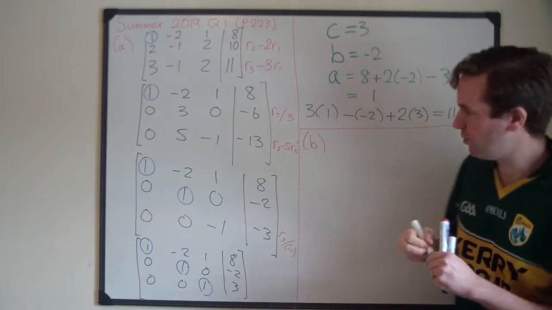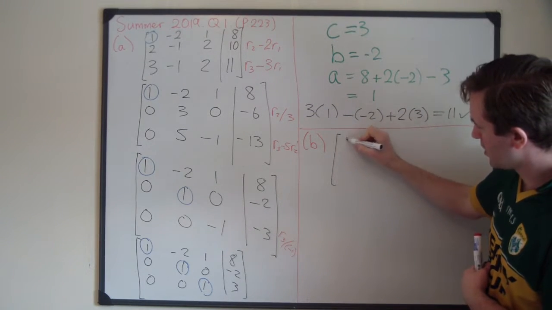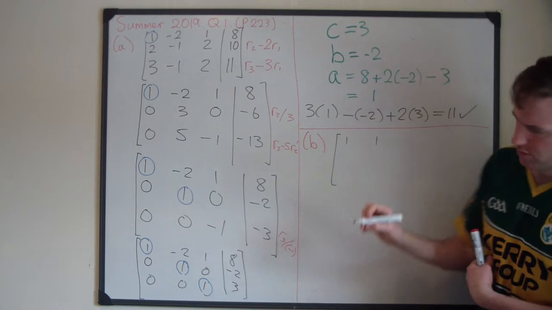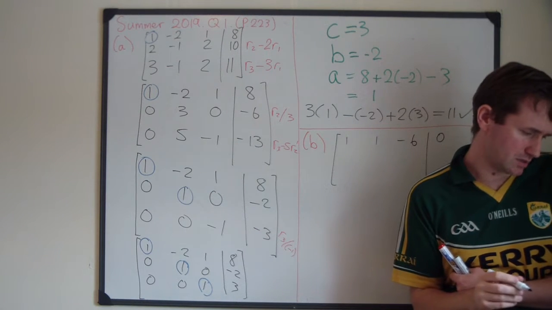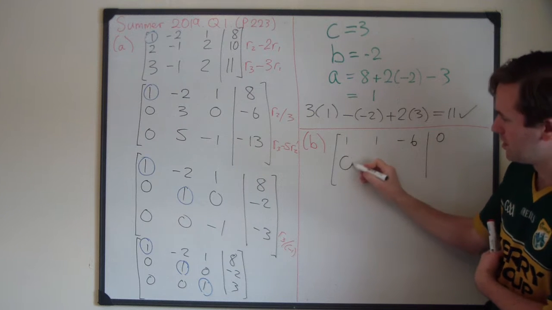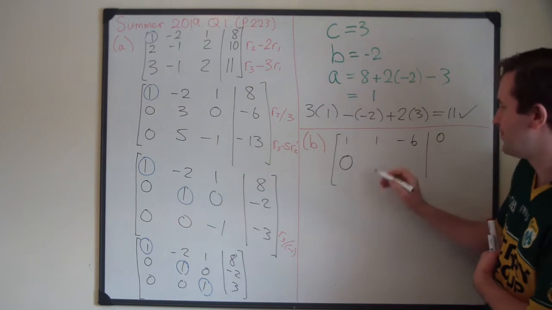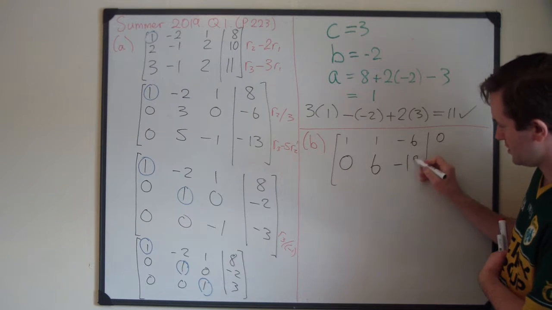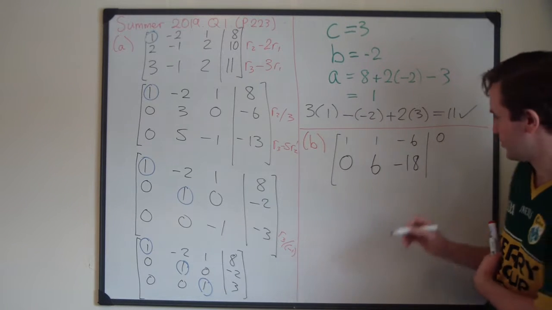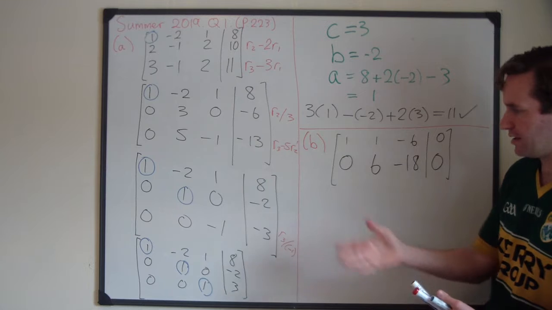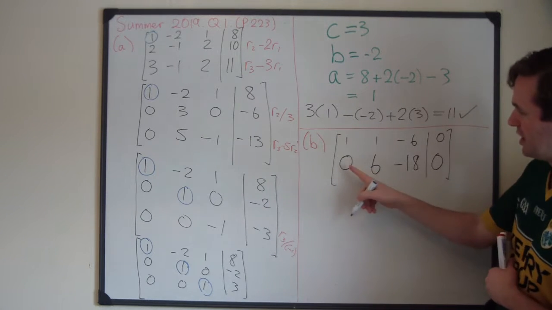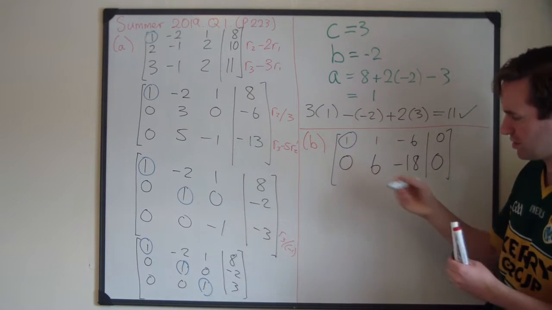I see 1 R1, 1 R2, minus 6w equal to 0, and I see 0 R1, 6 R2 minus 18w equal to 0 also. Okay, so we want to get into augmented form. Now thankfully the first column is good, pivot 0.